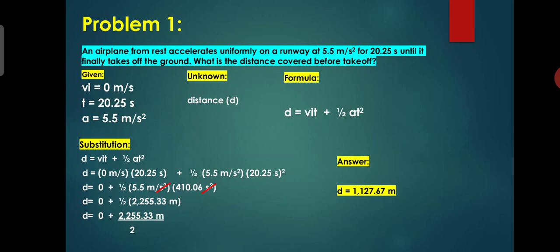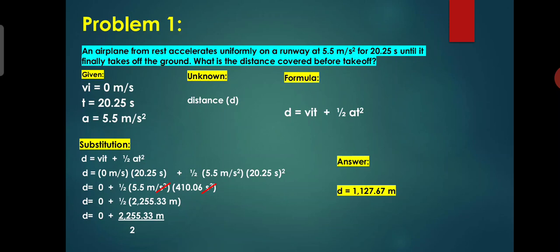So the first thing that you need to do in answering this problem is to write down the given. So we have the given are initial velocity, since the airplane starts from rest. We have 0 meter per second as initial velocity. Okay, remember that. If there's a term from rest, automatically the initial velocity is 0 meter per second. For the time, we have 20.25 seconds. And acceleration is 5.5 meter per second squared. Now, the unknown, or what we are required to solve for, is the distance, or the displacement rather.